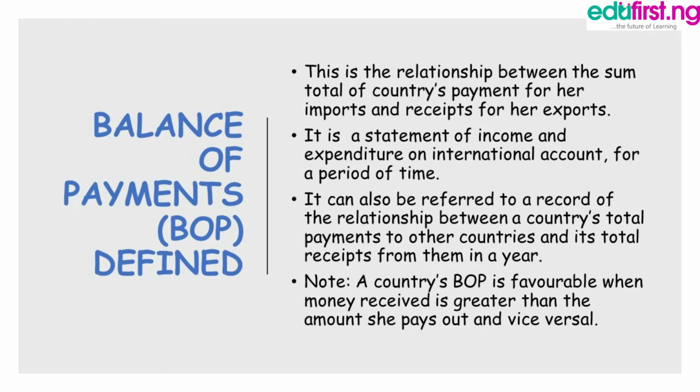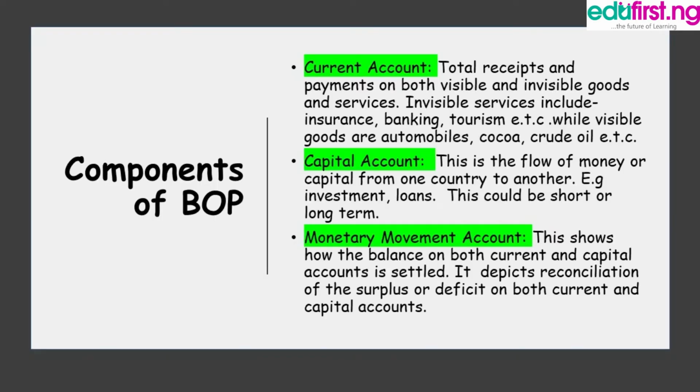Now, let's look at the components of balance of payment. Number 1 is the current account. Current account, in this case, means total receipts and payments on both visible and invisible goods and services. Now, when we say invisible services, we mean insurance, banking, something you cannot see. When we say visible goods, that is your automobiles, your cocoa, your crude oil, your wood, and all of that. Now, when we say capital account, it means the flow of money or capital from one country to another, like investment, loans, interest, and all of that.